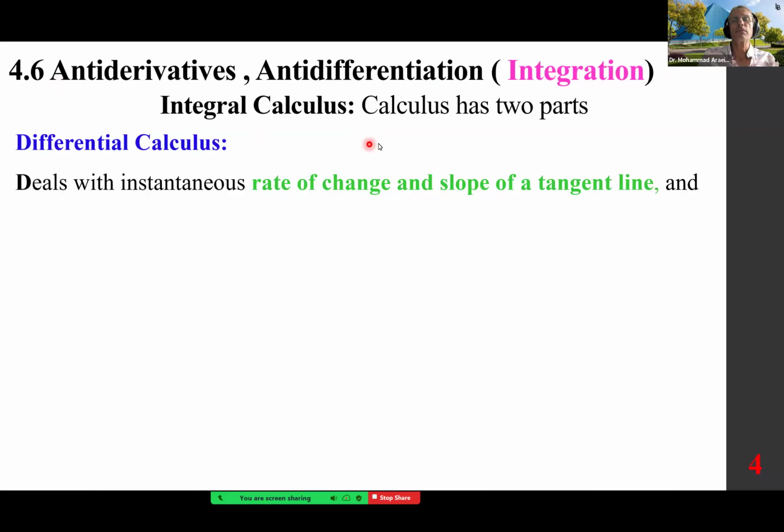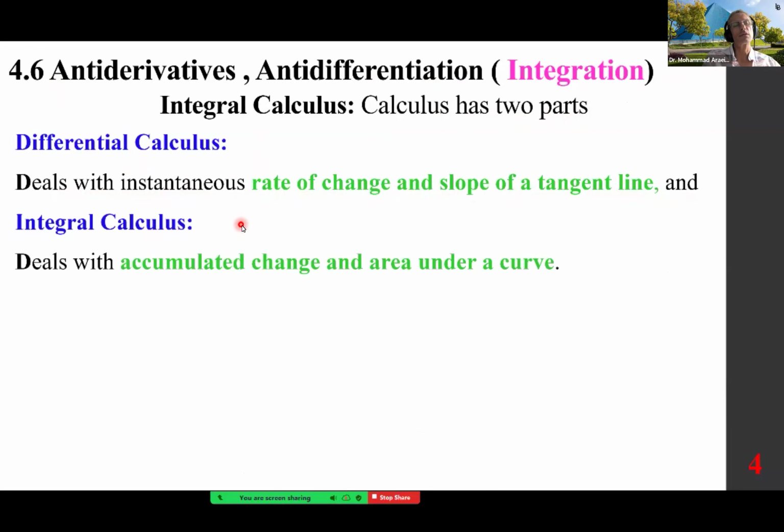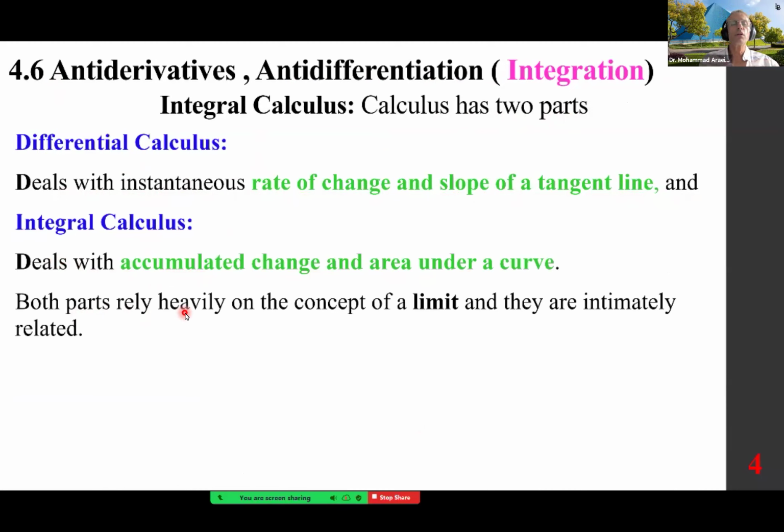Integral calculus. Calculus has two parts. Differential calculus, which deals with instantaneous rates of change and slope of a tangent line, and integral calculus, which deals with accumulated change and area under a curve. Both parts rely heavily on the concept of a limit, and they are intimately related.